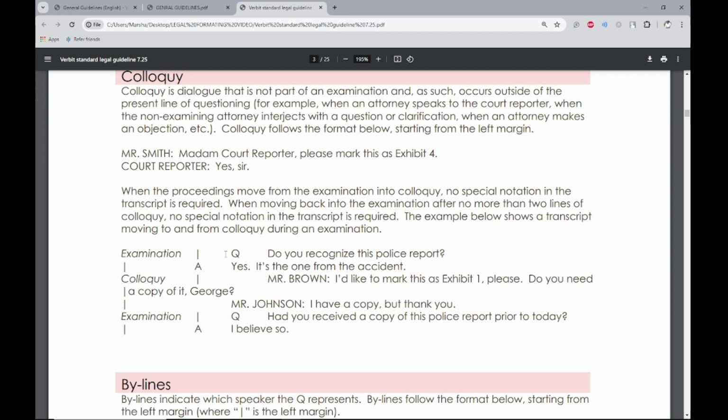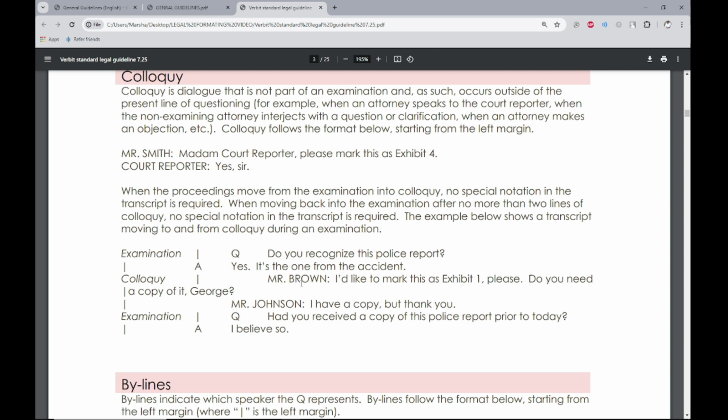so like here we have Q and A. Do you recognize this police report? Yes, it's there. Okay, then we have Mr. Brown here who comes and interjects. I'd like to mark this as an exhibit 1, please. Do you need a copy of it, George? Then Mr. Johnson, I have a copy, but thank you. So you can see now the questioning attorney starts again asking the witness the questions.